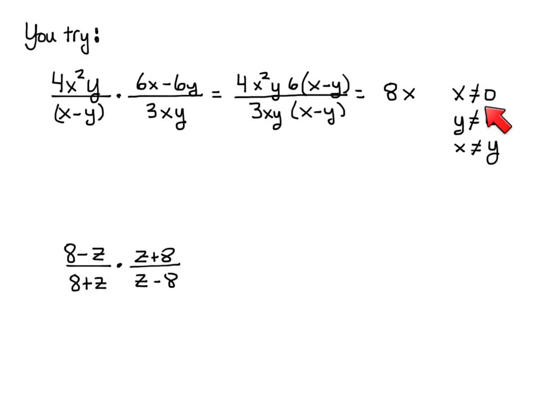X can't be 0. Even though if it were 0 here, we get 8 times 0 is a perfectly good number, 0. We're dividing by 0 here if x equals 0. So we have to retain that. For the same reason we have to retain y doesn't equal 0. And x does not equal y, because then we would have this thing equal 0. Now it's kind of odd when you have an expression that's simply 8x, and you're saying your domain restriction is that y can't be 0.